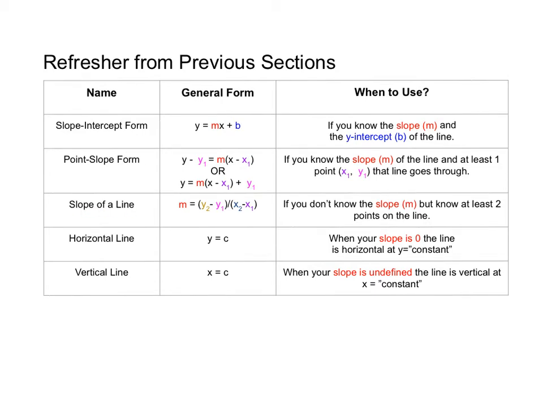We've talked about the slope of the line, such that we can find m by looking at the rise, the difference in the y values, over the run, the difference in the x values. We need to know at least 2 points on that line to find the slope. We've talked about horizontal lines, when we have a slope of 0, such that y is equal to some constant value, creating a horizontal line at y equals that constant. And we've talked about the vertical line, x equals c. What happens when our slope is undefined? We have a vertical line at x equals whatever constant that might be.